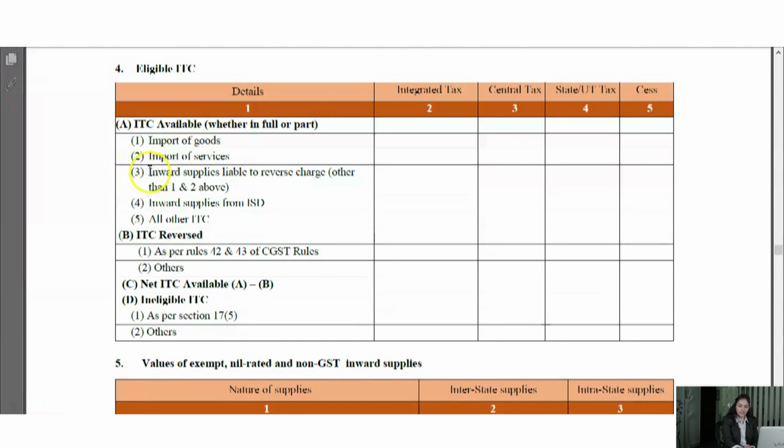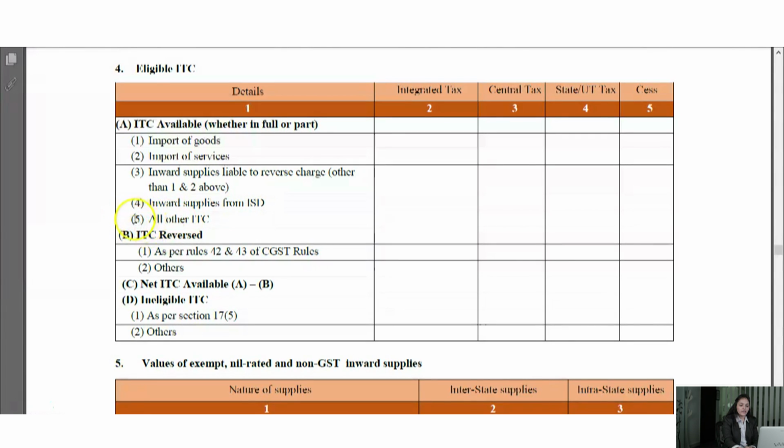In point number 3, the user has to specify the ITC applicable on inward supplies liable to reverse charge other than on imports, that is, on domestic transactions. In case a user has opted for registration as ISD, that is input service distributor, then in point number 4, the user has to mention the ITC received from their ISD unit.